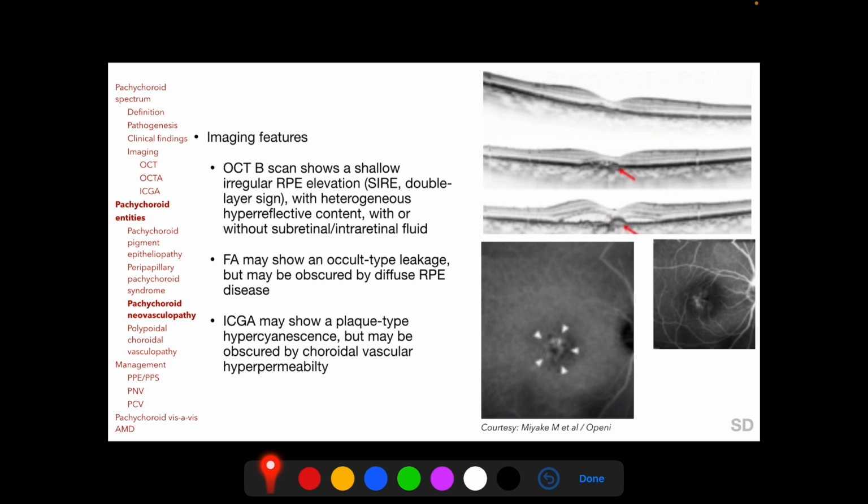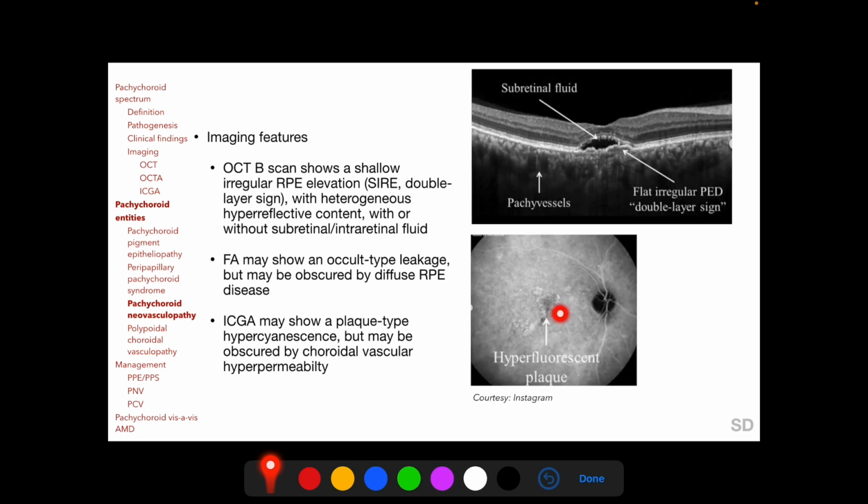Fluorescein angiography may show an occult type leakage as seen here in this photograph, but may be obscured by diffuse RPE disease. ICGA may show a plaque type hypercyanescence, but this also may be obscured by choroidal vascular hyperpermeability, which is a characteristic imaging finding of the pachychoroid spectrum.